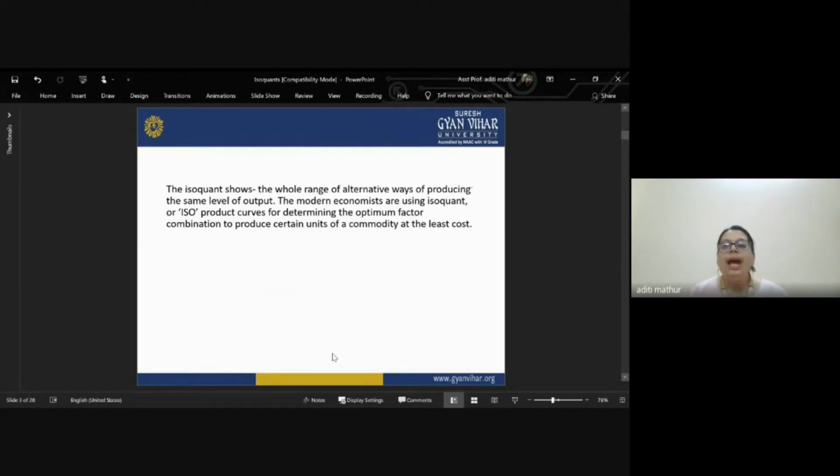So it helps us to determine the level of inputs which will help us produce a certain number of outputs at the least cost possible. How the cost element is associated with this curve, we will learn at the end of this session.